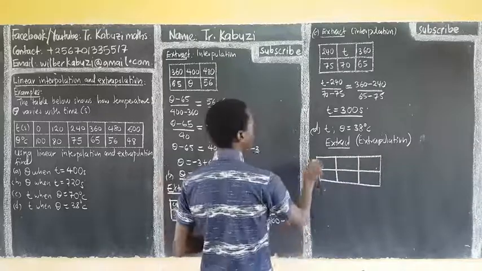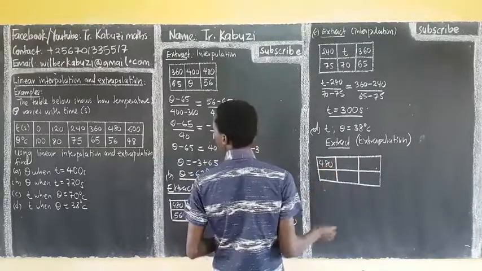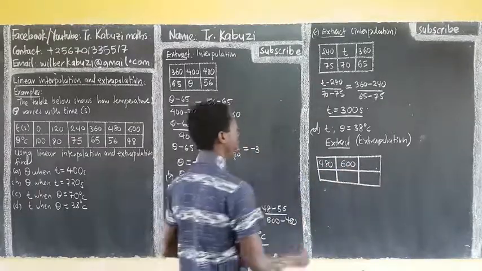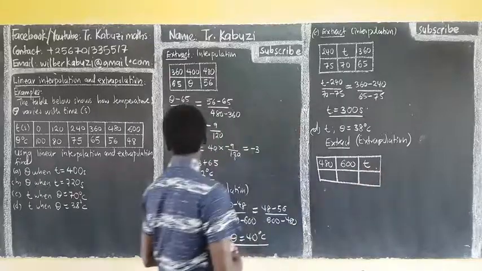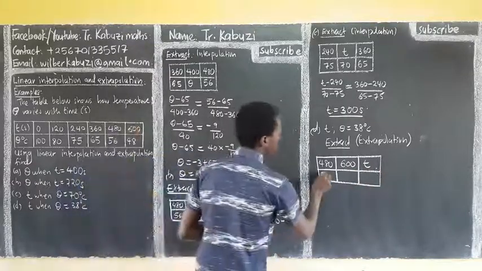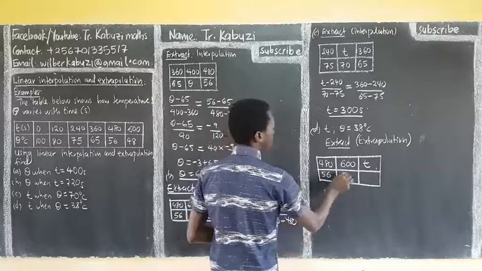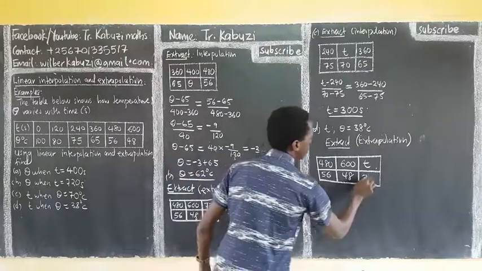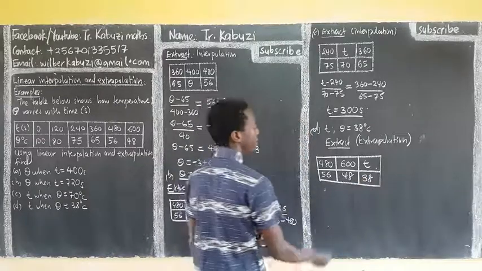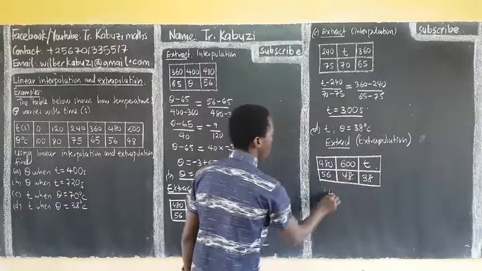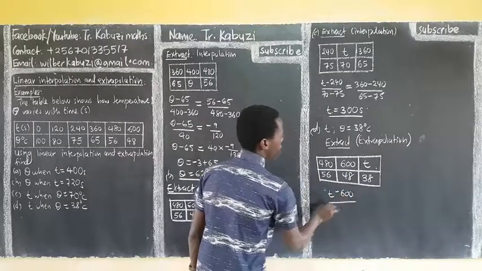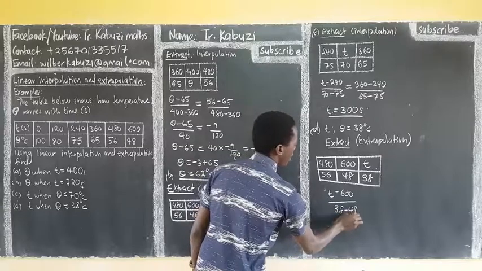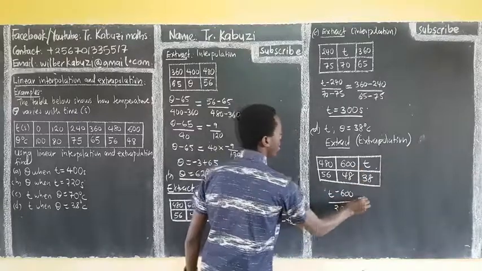So here I'll be having 480, 600. Then this is what I want, let me call it T. Then this one I have 56. Then 48. Then this one they are giving me 38. So the easiest way is T minus this 600 over this minus this, in that order, this minus this minus this equaling to.